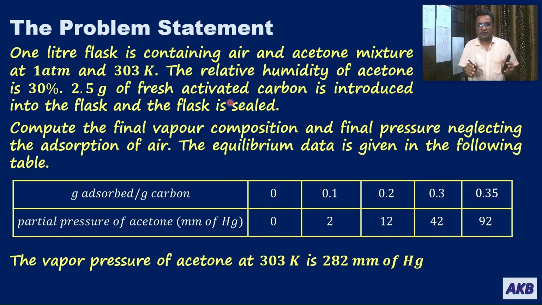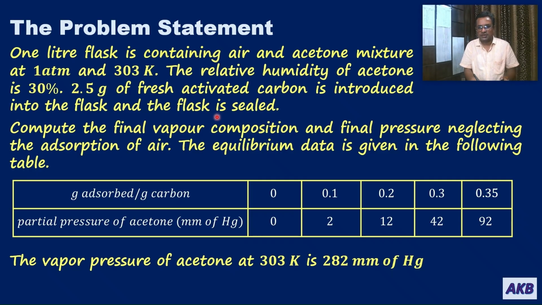So basically you have 1 liter flask that is containing air and acetone mixture. Total pressure is 1 atmosphere and temperature is 303 Kelvin. Initially, at the start, the relative humidity of acetone is 30%. And to this mixture, we are adding 2.5 gram of fresh activated carbon, which in this case is acting as the adsorbent. 2.5 grams of fresh activated carbon is introduced into the flask, and then the flask is sealed.